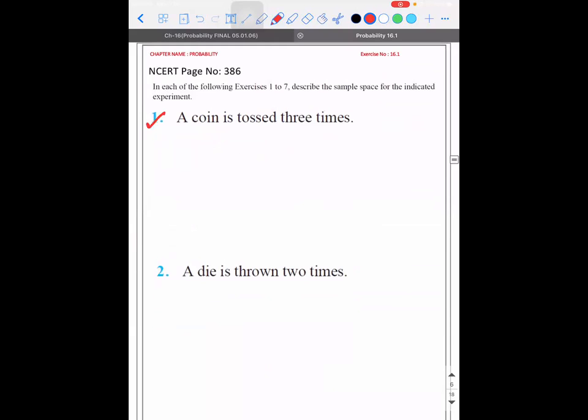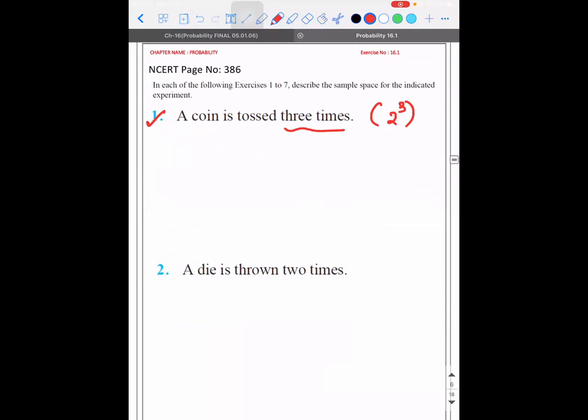So a coin is tossed 3 times. A coin tossed 3 times is the same as tossing 3 different coins at the same time. A coin is tossed 3 times. How many outputs? 2 power 3. What will be the sample space? Head, head, head. Head, head, tail. Head, tail, head. Head, tail, tail.